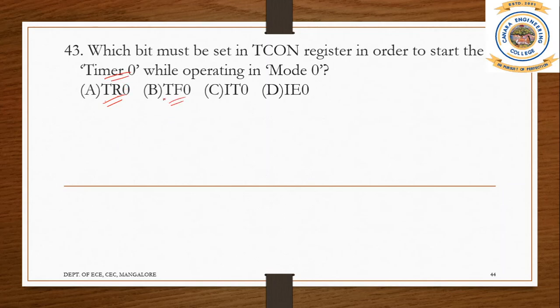TF0 stands for timer overflow of timer 0. These are related to interrupts. So this is timer 0 interrupt enable, the interrupt enable of timer 0, and this is the interrupt of timer 0. So these are related with interrupts. So which bit should be set here? These things will be set after the operation. All this is after the operation. This one is before the operation, timer run.